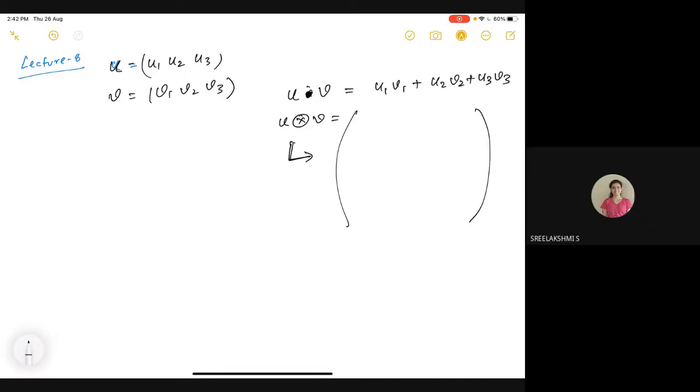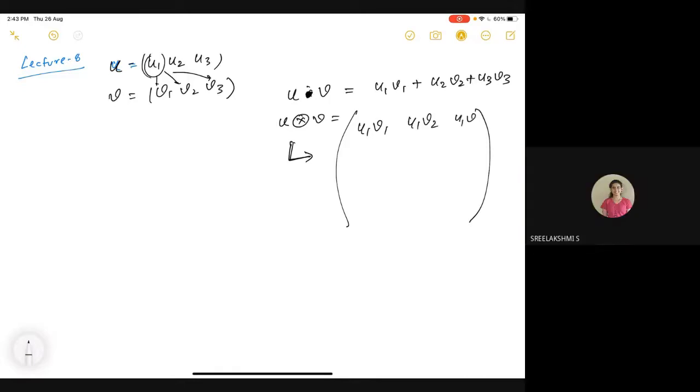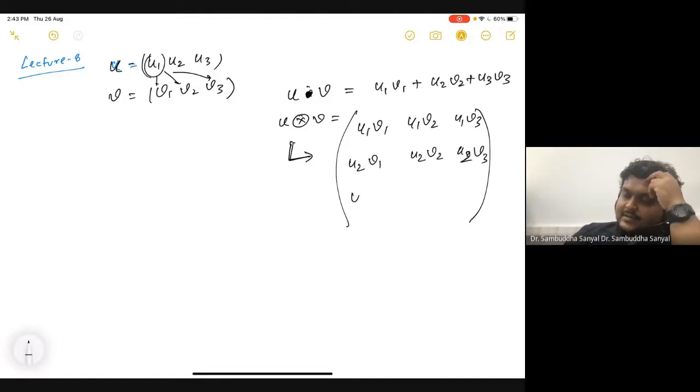We don't consider the same thing. So take each entry and multiply it with each of the entries, right? Yes, sir. So U1 V1, U1 V2, U1 V3. So U2 V1, U2 V2, U2 V3, U3 V1, U3 V2, U3 V3. So this is an outer product.